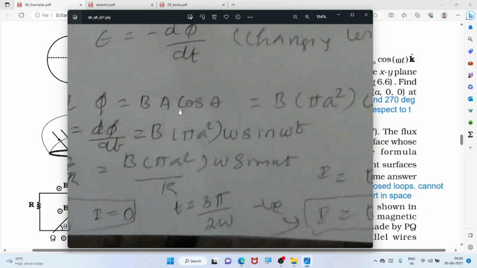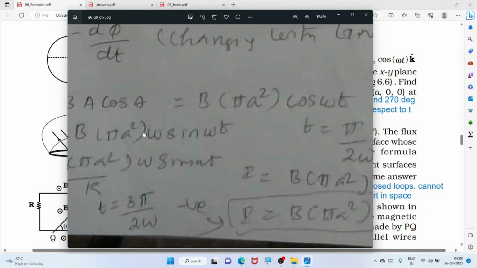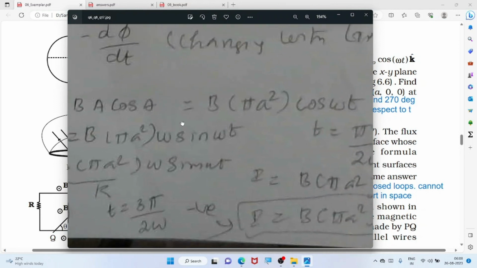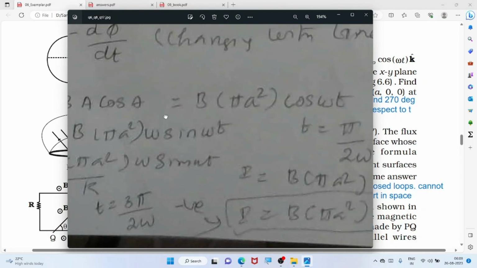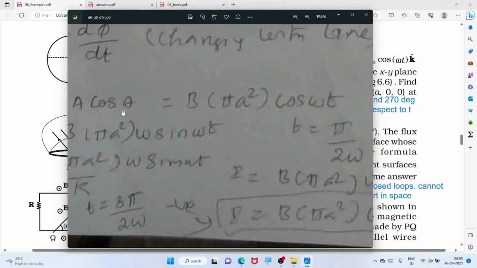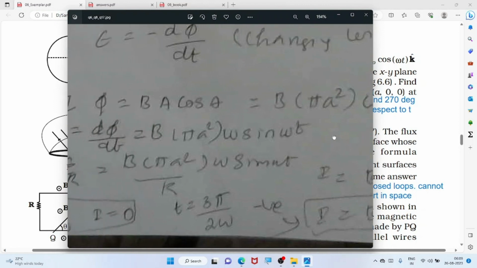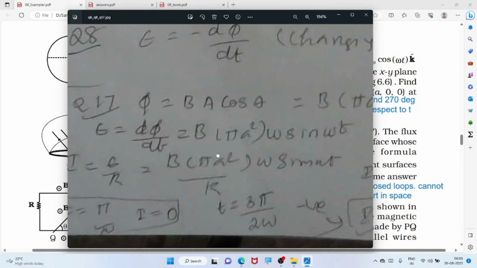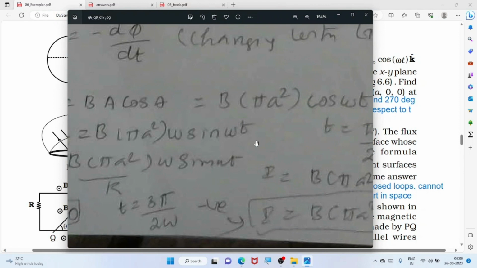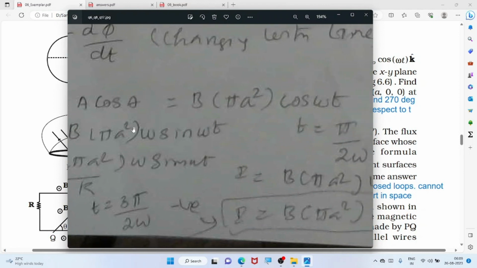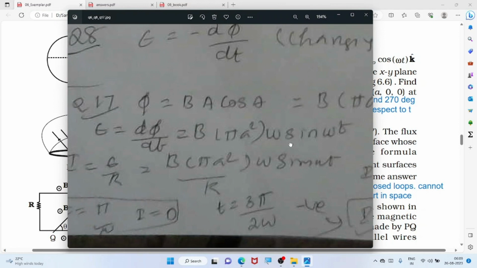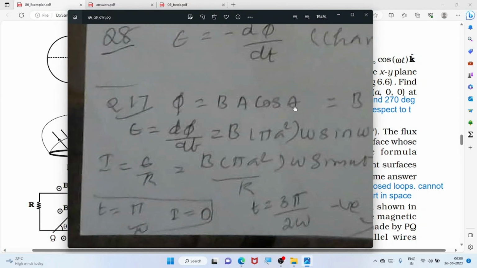So when you differentiate this, it will become sine, d phi by dt. BA cos theta, BA cos theta. This is the pi and d phi by dt. So cos omega t will become sin omega t, and when you differentiate with respect to time, you will get omega here. Now we have to substitute for this time t.